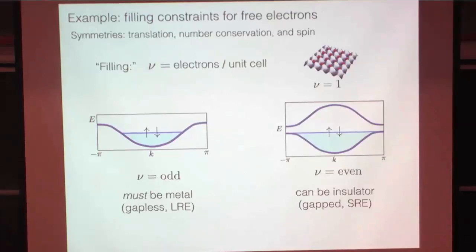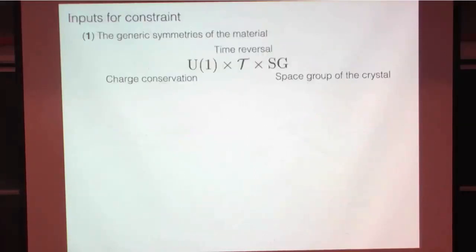Okay, but this picture, strictly speaking, only works if it's non-interacting, so what you'd like to do is generalize this kind of filling constraint when the interactions are arbitrarily strong. Okay, so what are the inputs for the constraint? Well, first I need to tell you what the symmetries are, and I want to use the most general symmetries of a crystal. So I'm going to have number conservation for the electrons, time reversal, and whatever the symmetries of the crystal are. So for instance, translation or reflection.